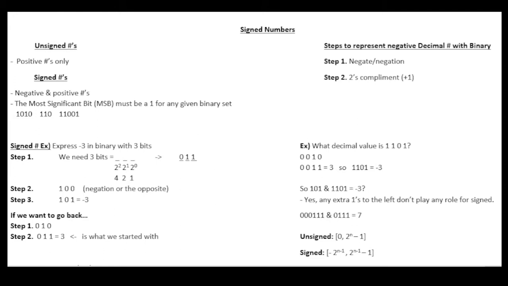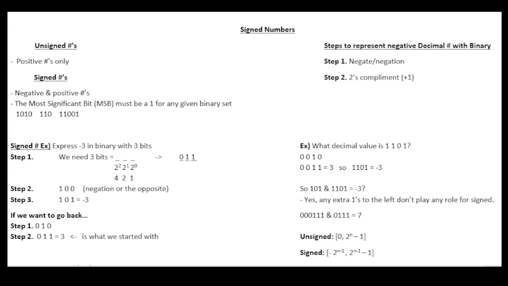First you negate, meaning you change the zeros to ones and ones to zeros. So now we have 1, 0, 0. Then you do 2's complement, so you add an increment of 1 or 1 unit. So now we have 1, 0, 1, and that's -3.